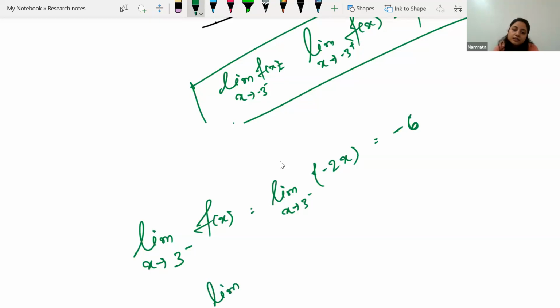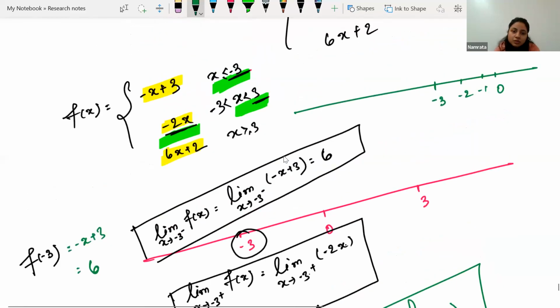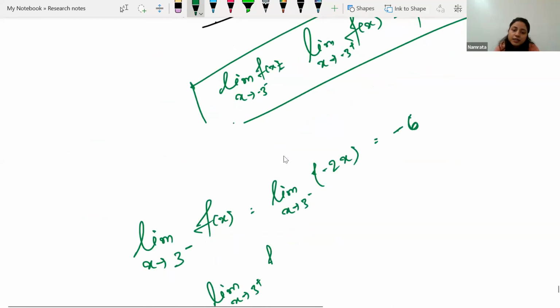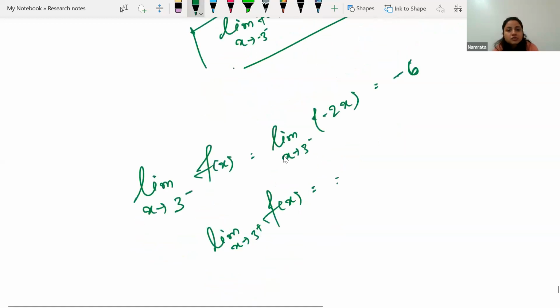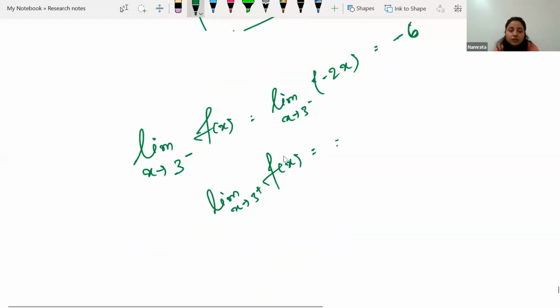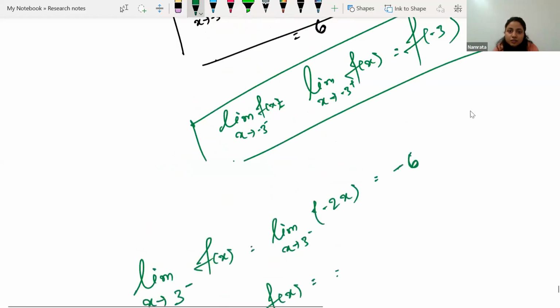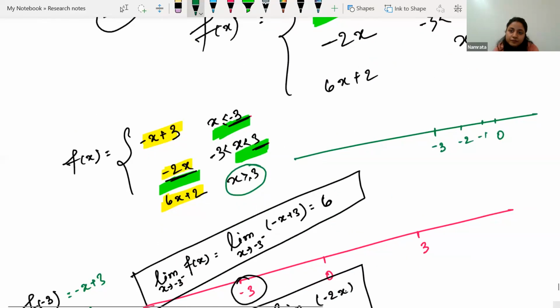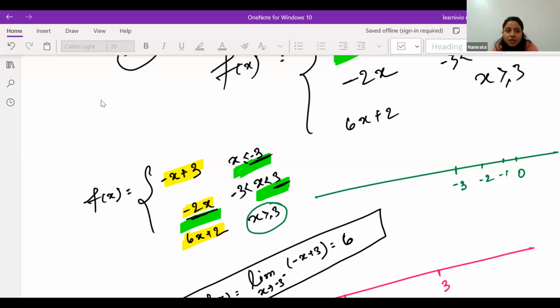What about limit x tends to 3 plus? Here we have 3 plus, greater than 3. That means we will be taking 6x plus 2. Find f of x and tell me whether it is continuous at x equals 3 or not. Check it and let me know. This is the given function. Everyone please do it and write your answer in the chat box.